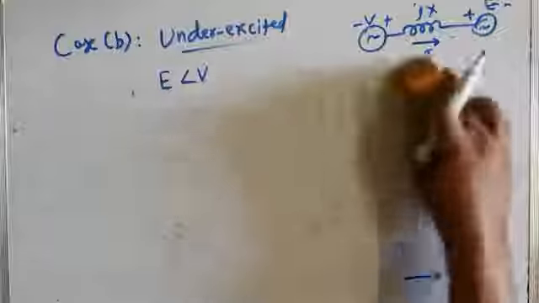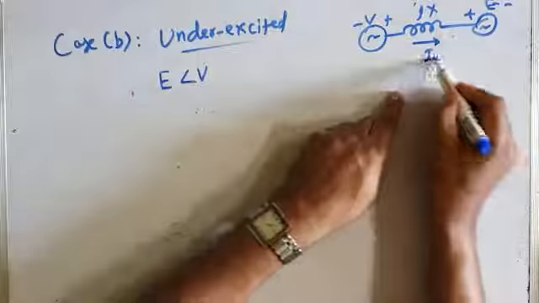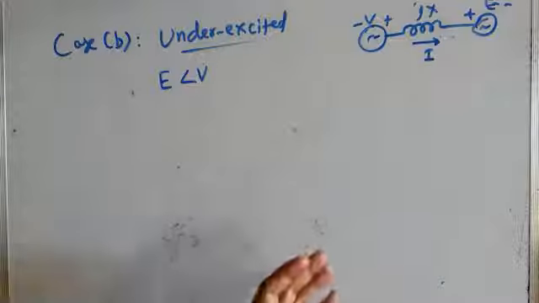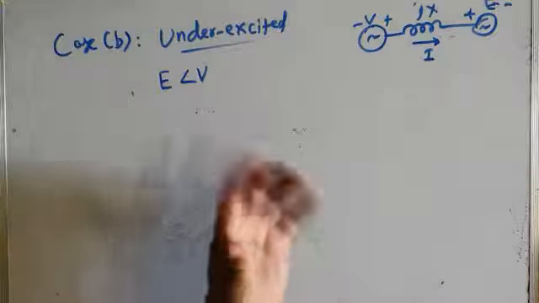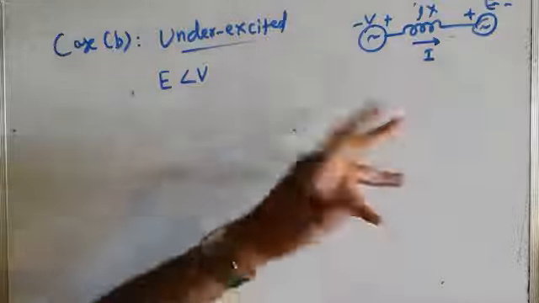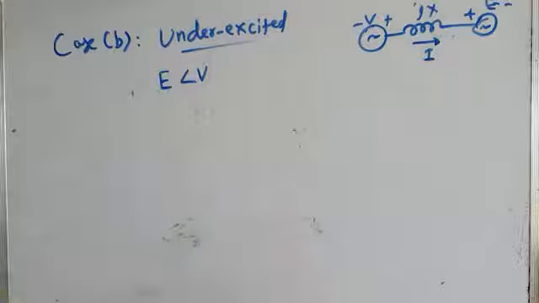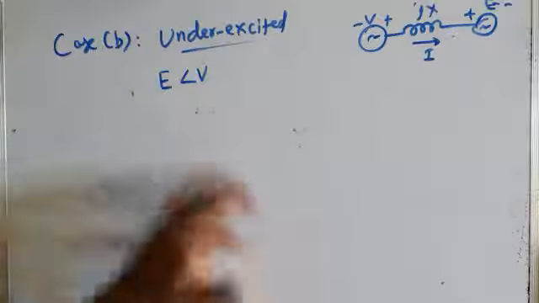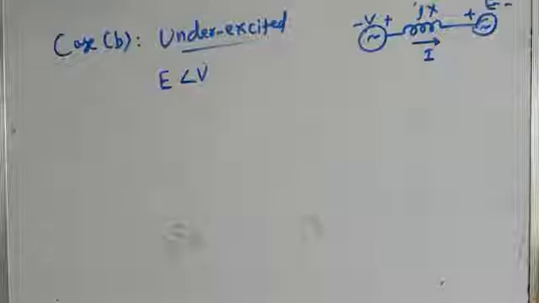Okay, so that's why in this diagram I have changed the direction of current, because I know that when the machine is underexcited, it draws lagging power factor current. Why does it draw lagging power factor current? Why not leading power factor current? That will be again clear with the help of the phasor diagram, which I am going to draw now.